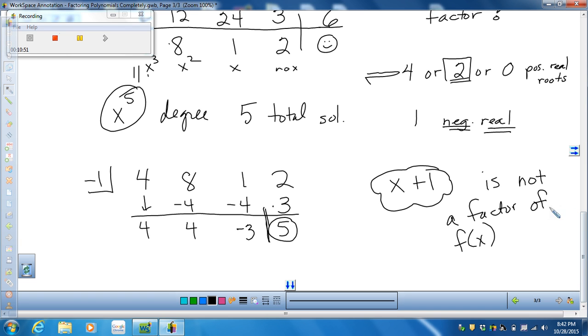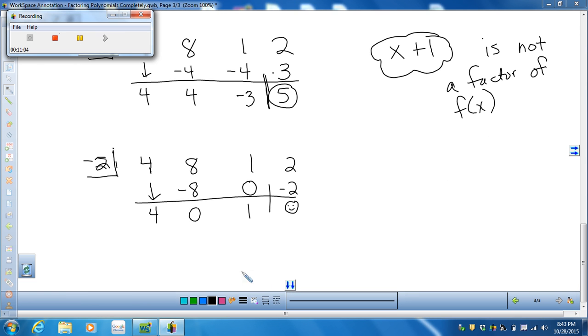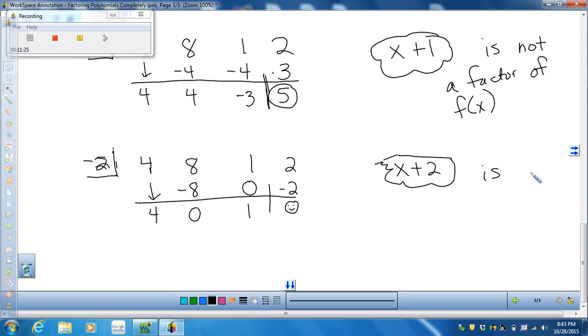It didn't work. So now let's try, for lack of anything better to do, let's try negative 2. And let's do the same thing. So you go ahead and set it up, and we'll compare answers in a moment. Do you see what I see? Woohoo! We got 0 as our remainder again. So that means that negative 2 or x plus 2 is a factor of f of x. So we have now found our negative real root.